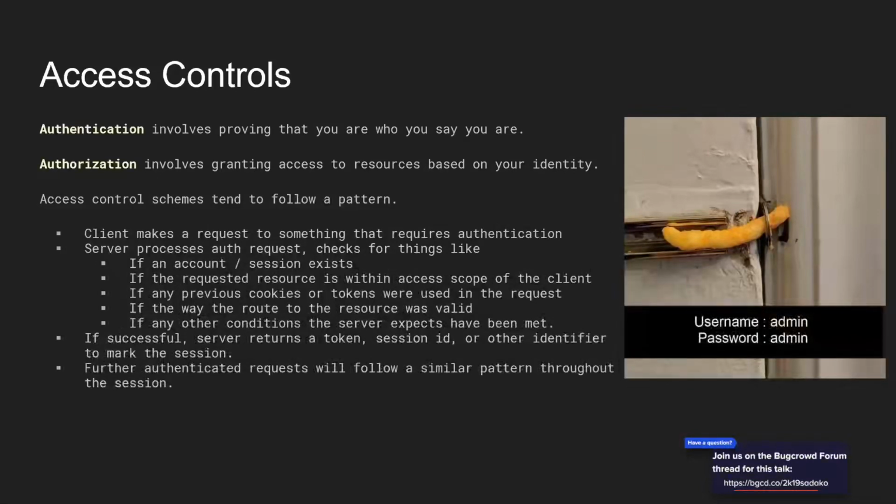The server also checks if there are any previous cookies or tokens used in the request that maybe point to you having that authorization already, and if the route to the resource is actually valid. So how did you get there? Did you get there from Google dorking, or did you get there from within the application itself? And then any other conditions the server might expect beyond this. If successful, the server will give you a token or a session ID or any other identifier to mark who you are throughout the session. And then any other requests that need to be authenticated will follow this pattern again.